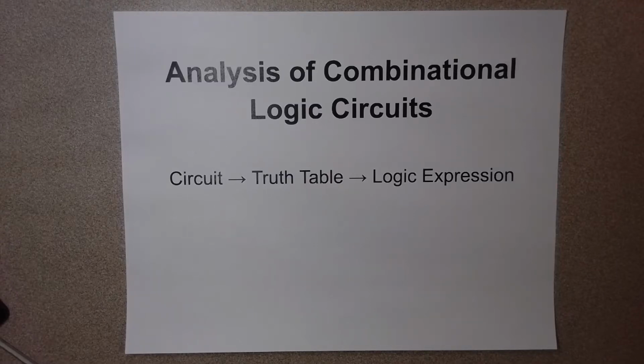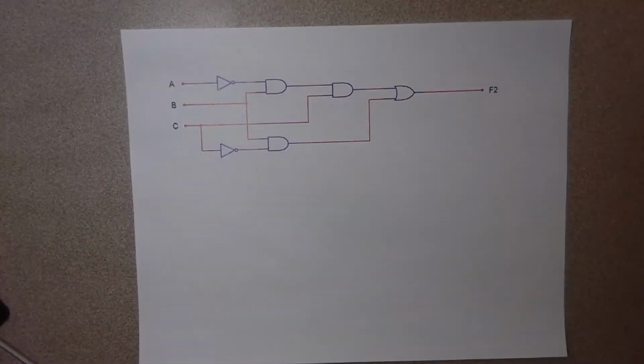All right, let's talk about the analysis of combinational logic circuits. So we are going to be able to take a given circuit, convert that circuit into our truth table, and then from that table we'll be able to pull out our logic expression. So when we're looking at stuff like this, you're going to get a circuit here.